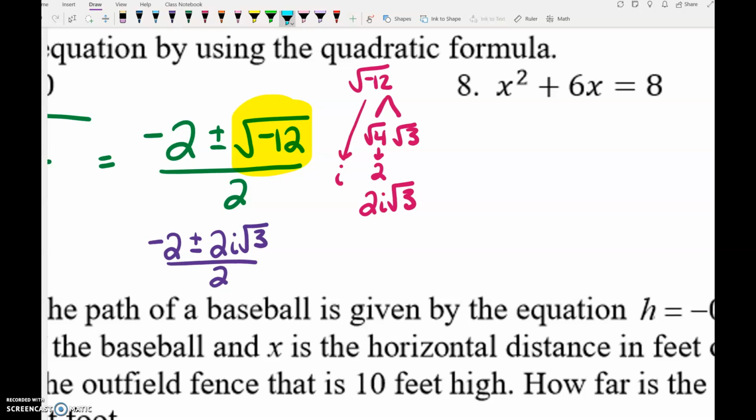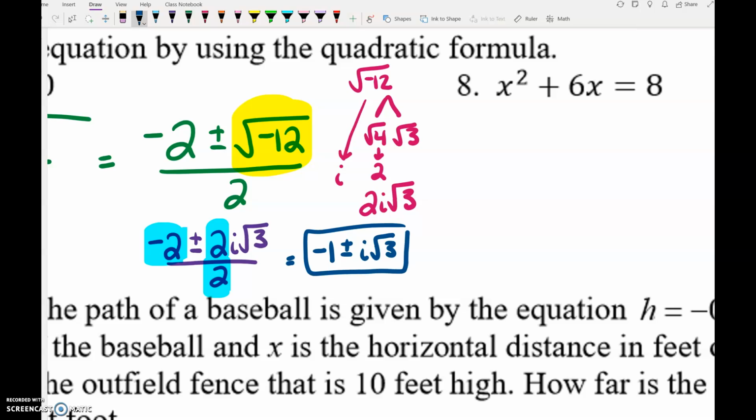Look at the whole number pieces, the negative 2, the 2 in front of the square root, and the 2 on the bottom. Can we divide negative 2, 2, and 2 by the same thing? We can divide all of them by 2. Negative 2 divided by 2 is negative 1. 2 divided by 2 is 1. And 2 divided by 2 on the bottom is 1. So our final answer is simply negative 1 plus i square root of 3.